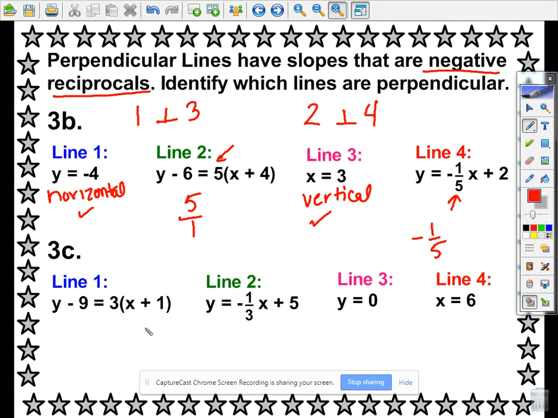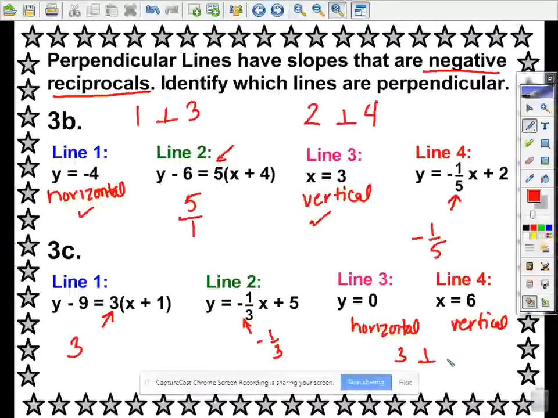Okay, so the slope of line 1 is 3. The slope of line 2 is -1/3. The slope of y equals 0. That's a horizontal line, so it's a 0 slope. And x equals 6 is a vertical line. So I automatically know that 3 is perpendicular to 4 because it's a horizontal and a vertical. Here, I have 3 over 1 and 1 over 3, positive and negative. These are negative reciprocals of each other, so you should have 1 is perpendicular to 2.